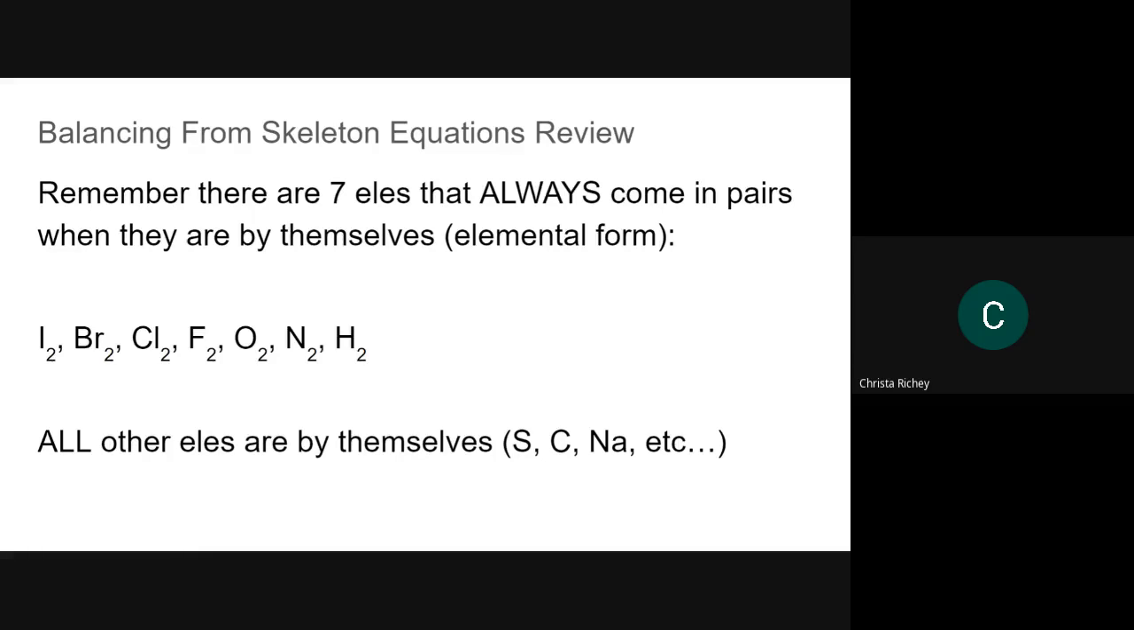Oxygen gas by itself is O2. In fact, most of these are gases. Chlorine, fluorine, oxygen, nitrogen, and hydrogen, those are all gases in their normal state. Bromine is a liquid in its normal state, and iodine is a solid in its normal state, but that doesn't affect how many of the number.